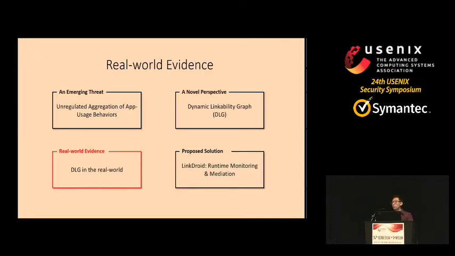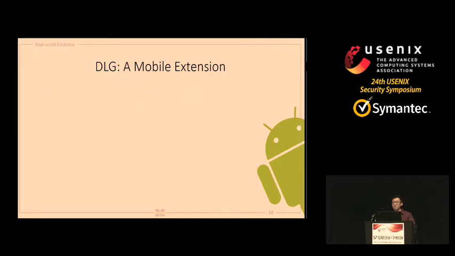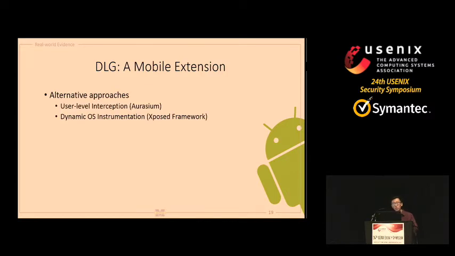Next, I want to show some real-world evidence of this privacy threat by observing how this DLG evolved in the real world. We implement DLG as a mobile extension, which means instrumenting the Android operating system. We do have some other choices, such as user-level interception and dynamic OS instrumentation. However, they do have some limitations that restrict their application in our case. For user-level interception, it's less secure because all of the enforcement is on the user side. If the user app really wants to bypass that, it can always find a way to do this.